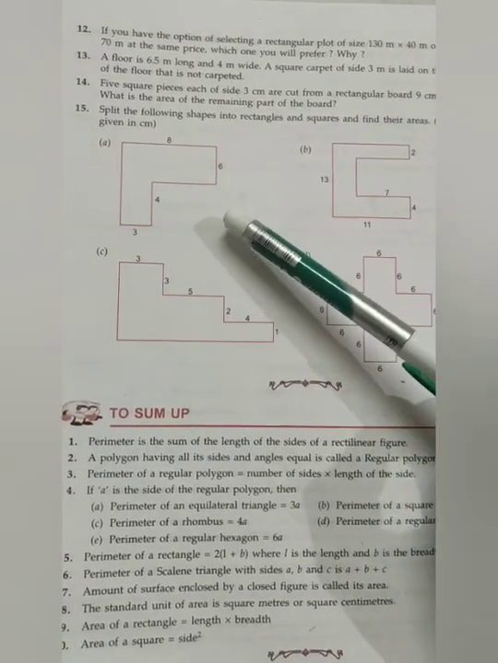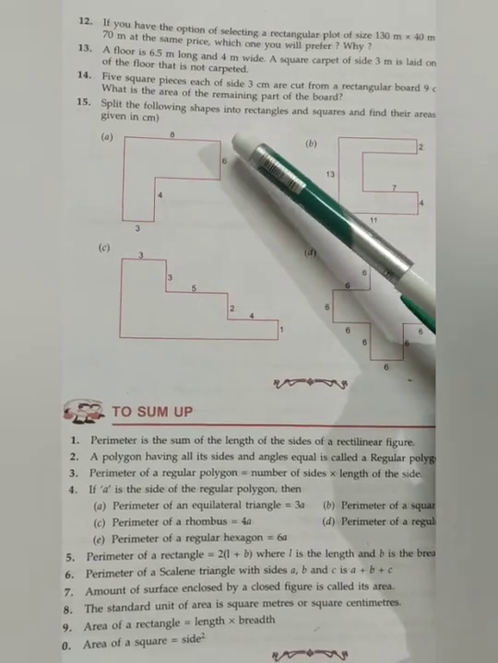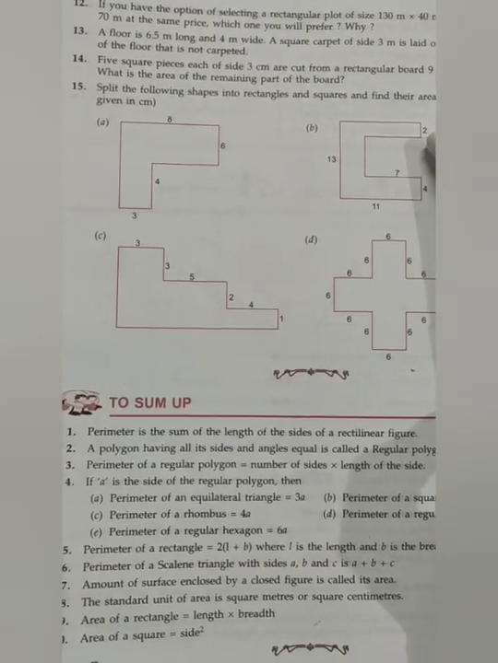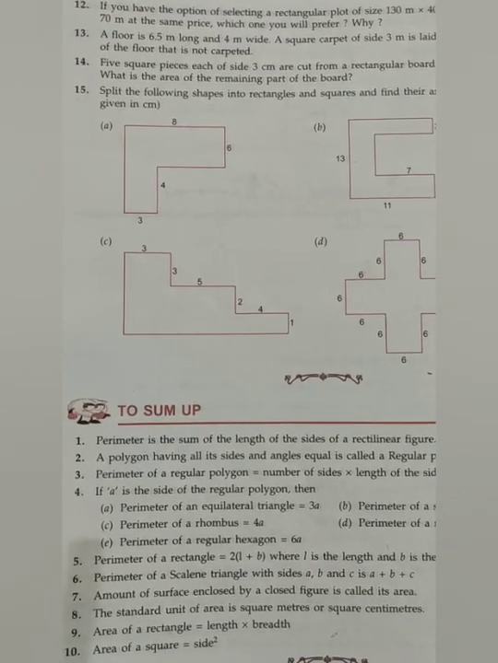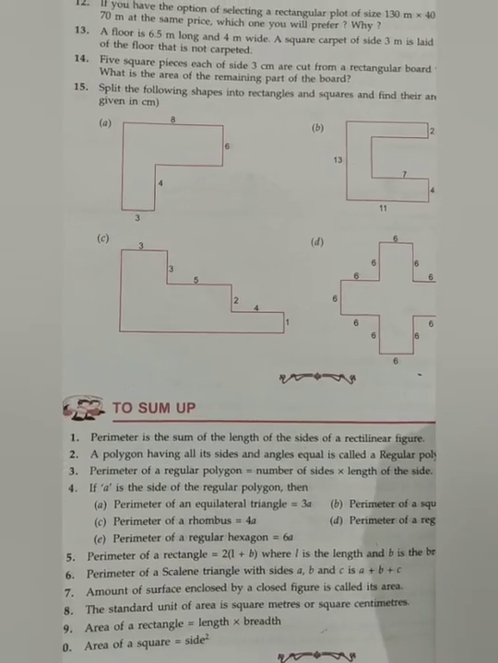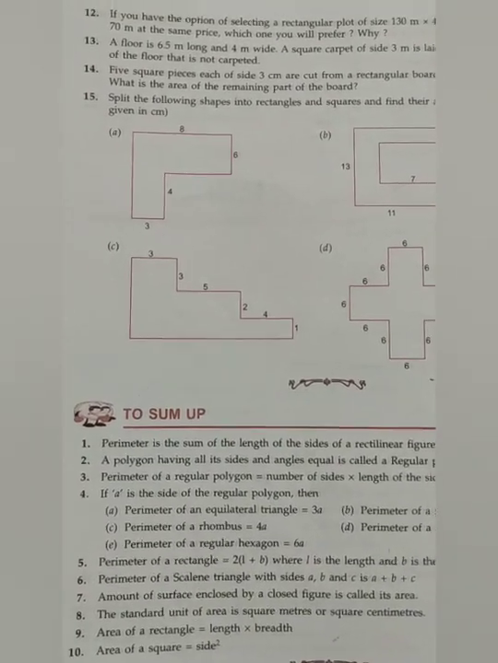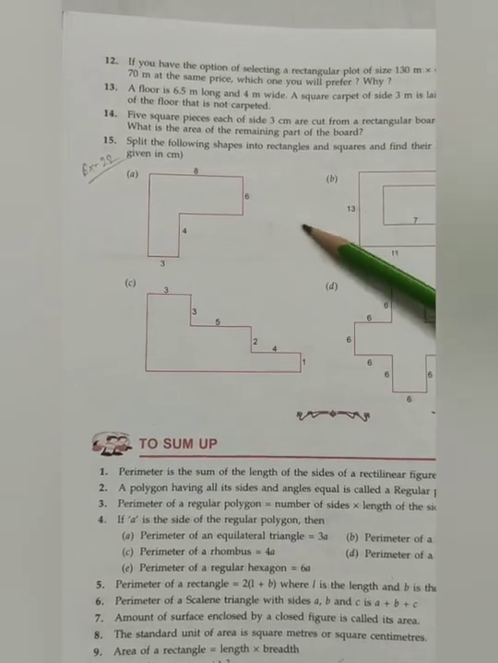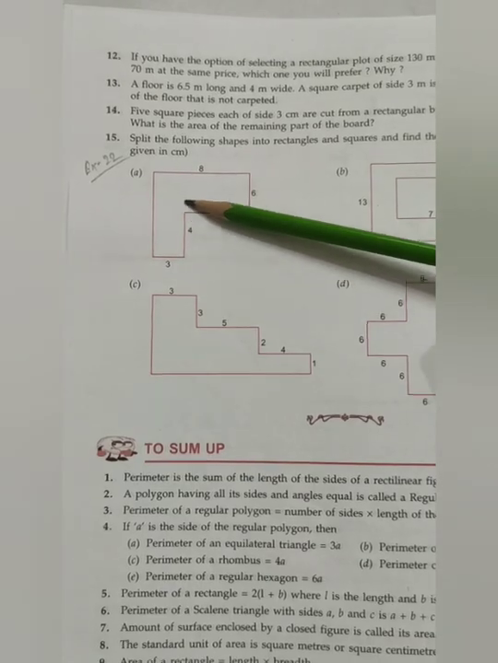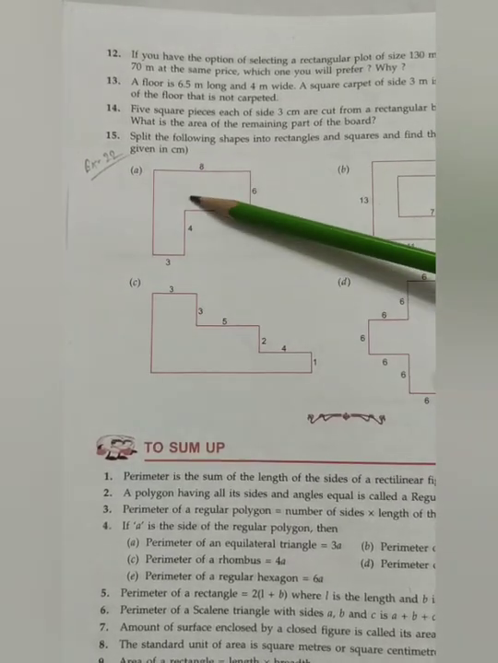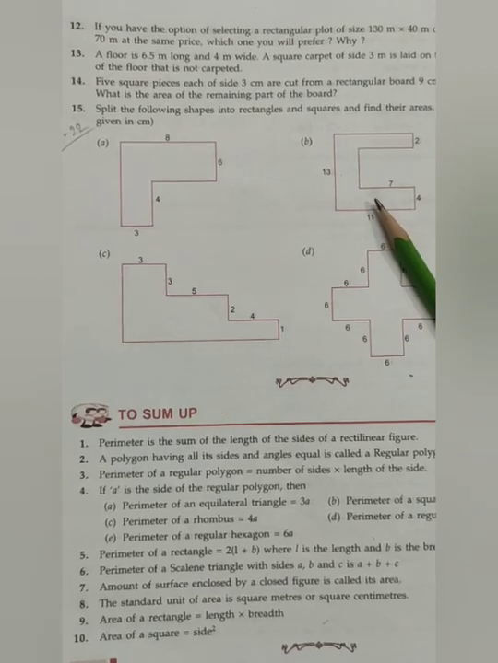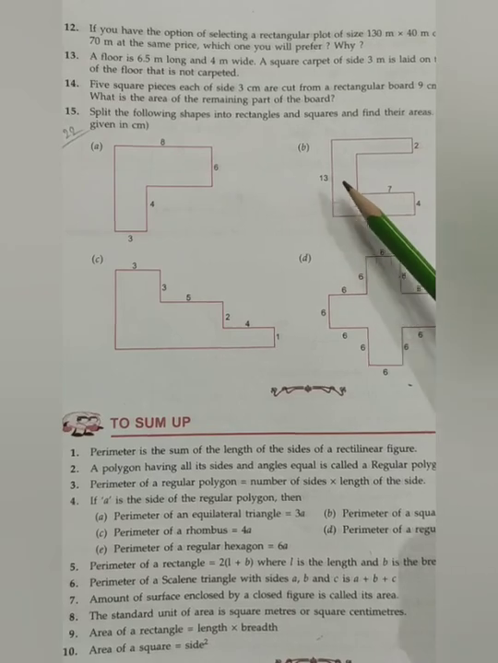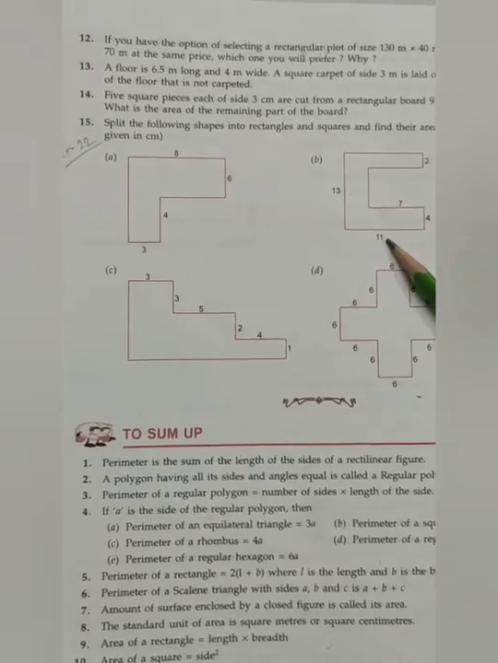15 number. Split the following shapes into rectangles and squares and find their areas. Okay, here all measurements are given in centimeter. Here children, you just follow example 22. Here how many figures are there? If you join like this, 2 figures you get. And in B, if you join here and here, 1, 2, 3, 3 figures you get.